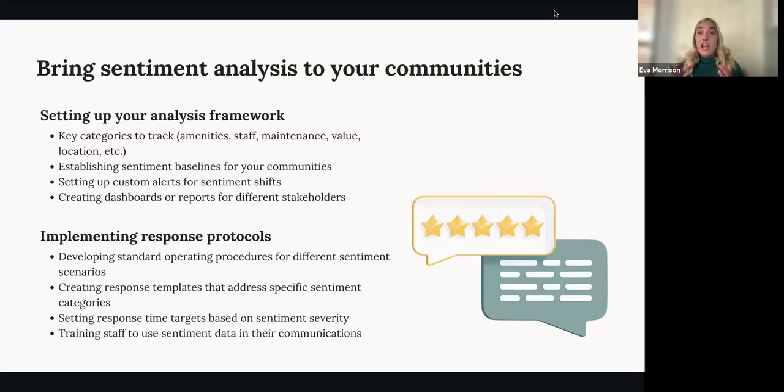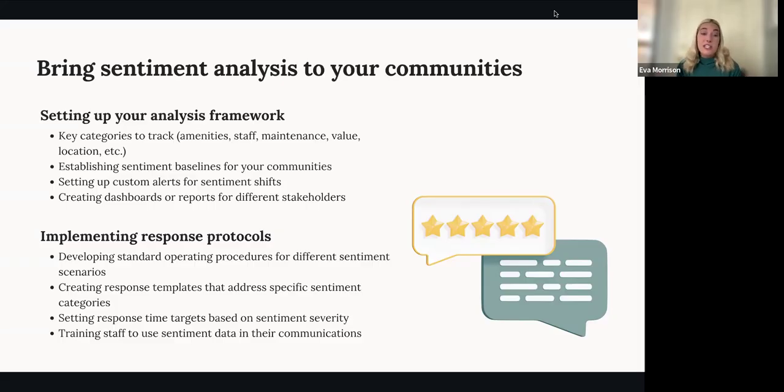So from there, once we have all these baselines set and we know the categories that we want to look at, now we can actually look at implementing response protocols. How do we start to set standard operating procedures for these different scenarios? Maybe when there is a surge in positive sentiment around something, how can we quickly get that into our marketing programs? Or if there's a negative surge around something, how can our team really quickly respond to that online, incorporate that into our marketing to address those things, and make sure that these folks are hearing their concerns heard, and that we're responding to it in a really efficient way.